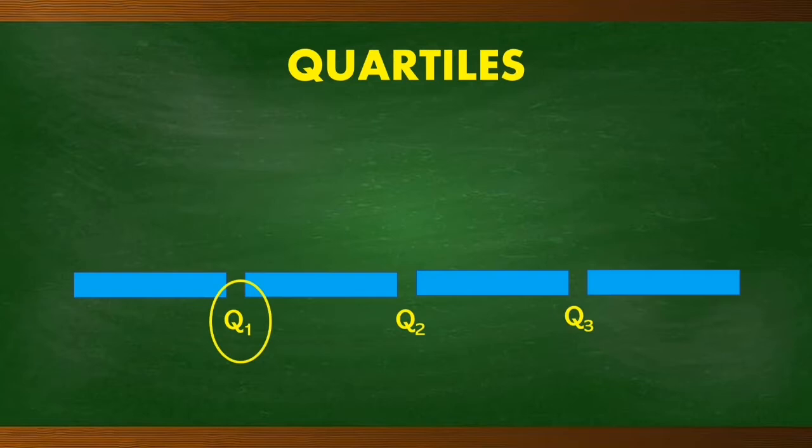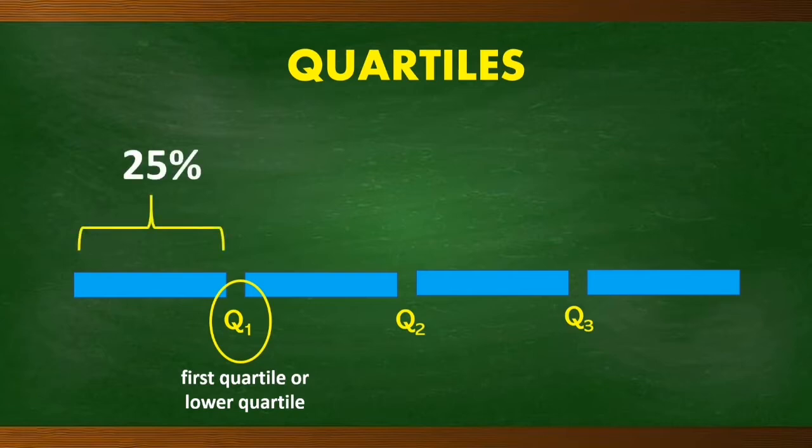The first quartile, or the lower quartile, is the median of the lower half of the data set. This means that 25% of the numbers in the dataset lie below the first quartile.